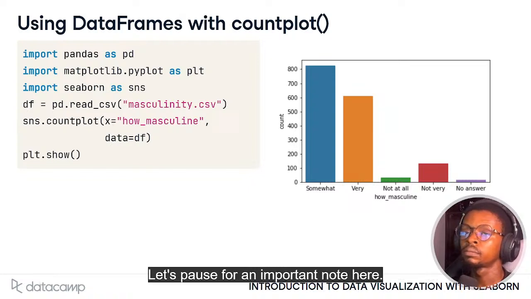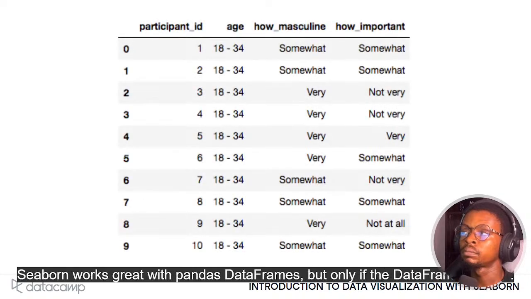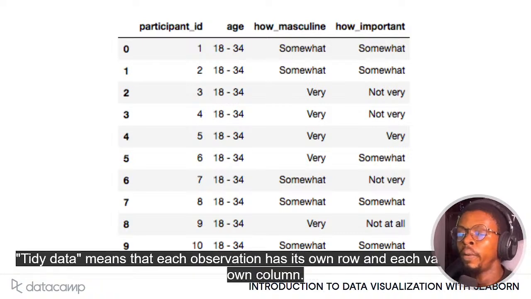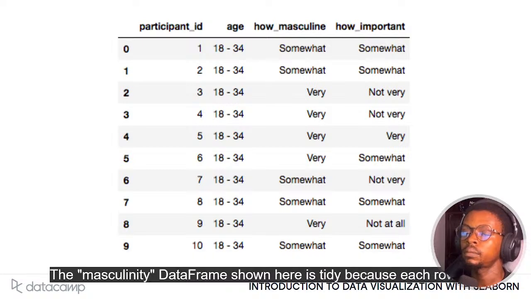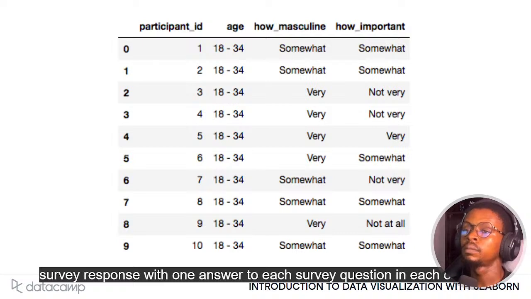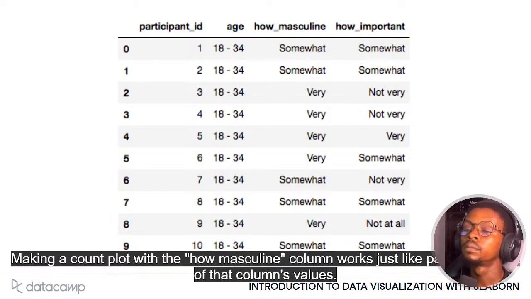Let's pause for an important note here. Seaborn works great with pandas data frames, but only if the data frame is tidy. Tidy data means that each observation has its own row and each variable has its own column. The masculinity data frame shown here is tidy because each row is a survey response with one answer to each survey question in each column. Making a count plot with the how masculine column works just like passing in a list of that column's values.